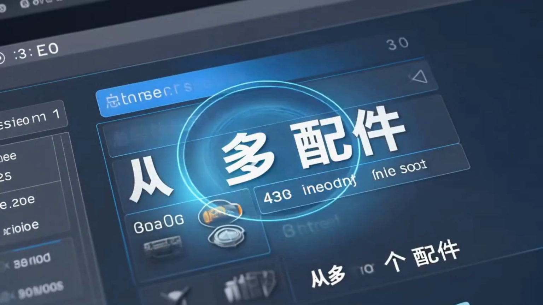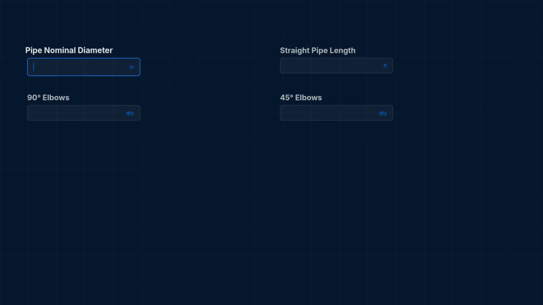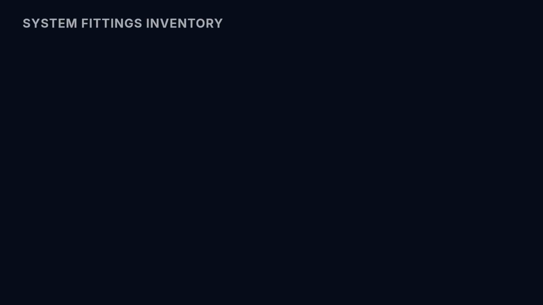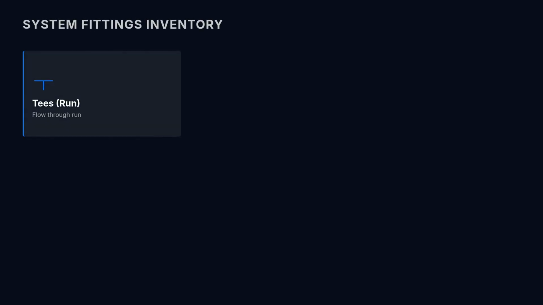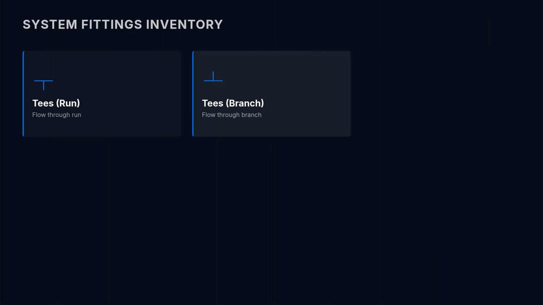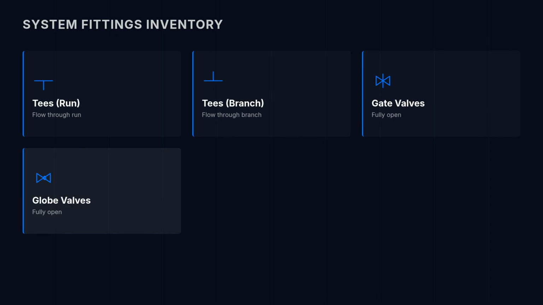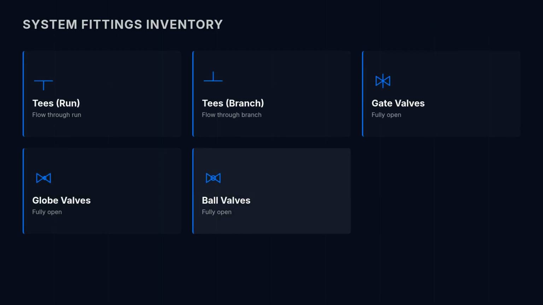Now enter your system parameters. Start with pipe nominal diameter in inches, then straight pipe length in feet. Next, input the quantity of each fitting type: number of 90-degree elbows, number of 45-degree elbows, number of T's flow through run, number of T's flow through branch, number of gate valves fully open, number of globe valves fully open, number of ball valves fully open, and number of check valves, swing type.